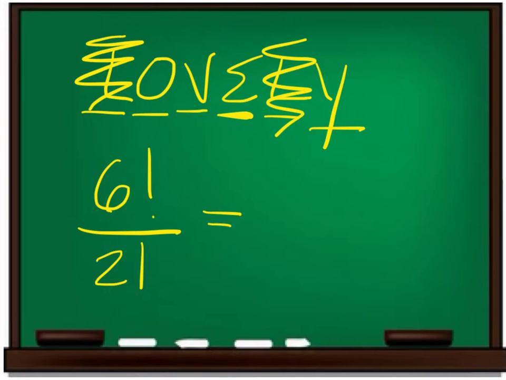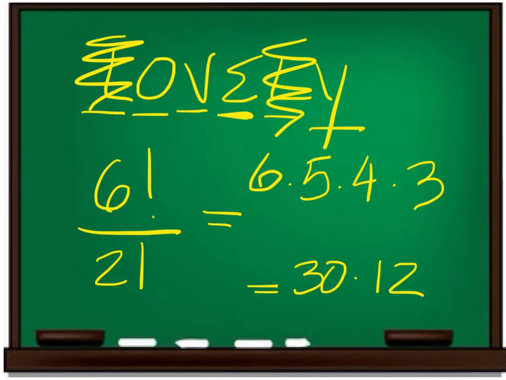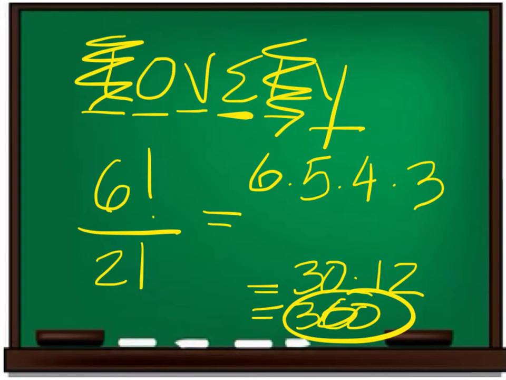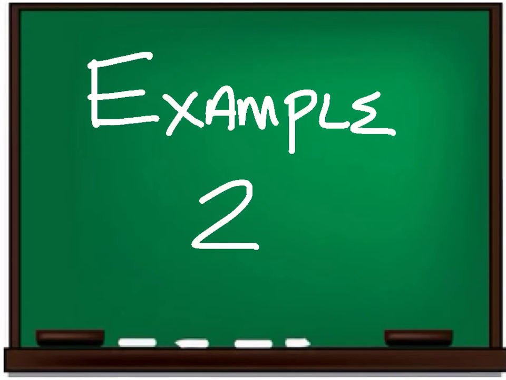Of course, we know that getting rid of 2 factorial from the top is going to give me 6 times 5 times 4 times 3. So that would be 30 times 12, which is 360. 360 ways we can arrange the letters in the word lovely in order to have a different arrangement. Here is example number 2.